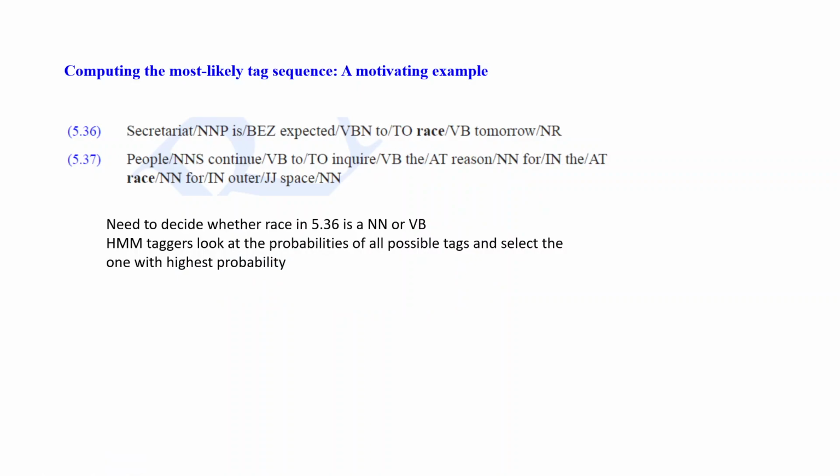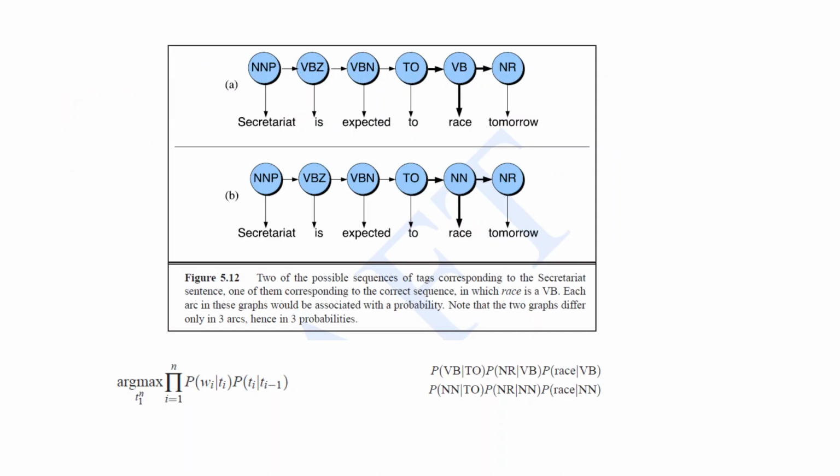We said that what we do in probability-based tagging is find all possible tag sequences and find the one with the highest probability. How do we do that? Maybe for this particular sentence: Secretariat is expected to raise tomorrow. Each word has corresponding possible tags available with us, and we want to find the one with the highest probability. Now, how do we do that?